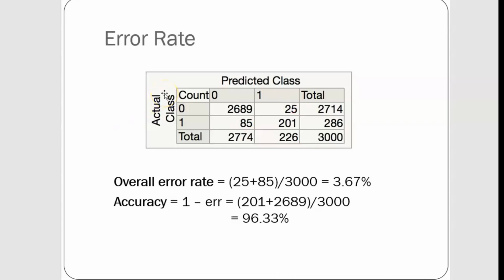Again, our overall error rate is our false negatives plus false positives divided by 3000. So we have 25, which is our false positives, and 85, which is our false negatives, as a ratio of total observations. So our model's error rate is 3.67%. Then our accuracy can be given as 1 minus the error rate, or 96.33%. We could have also calculated accuracy as true negatives plus true positives divided by total, and we would have gotten the same answer.